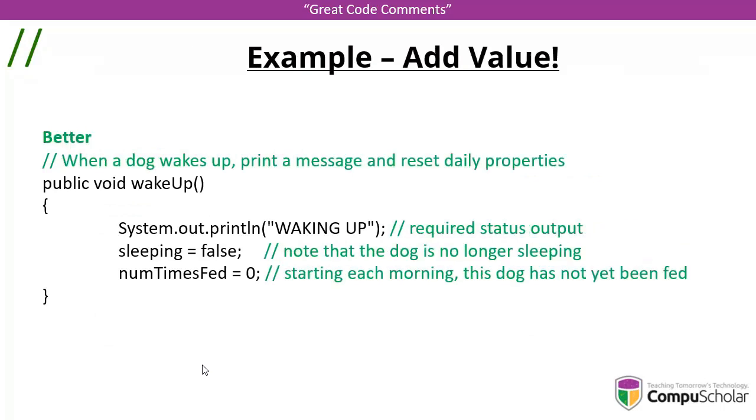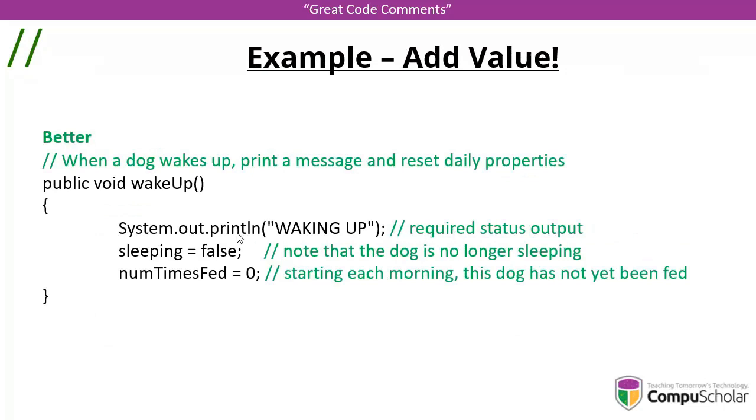Here's a better way to write the comments, where you're actually adding a little bit of value here to the person that's reading it. So your comment regarding the nature of the function itself: when a dog wakes up, we want to print a message and reset the properties that belong to the dog on a daily basis. So that gives you some idea what to expect as you start reading the function. Now again, we've left comments on every line here, even though that might be overkill, but we've at least rephrased them so that we're giving a little bit more context.